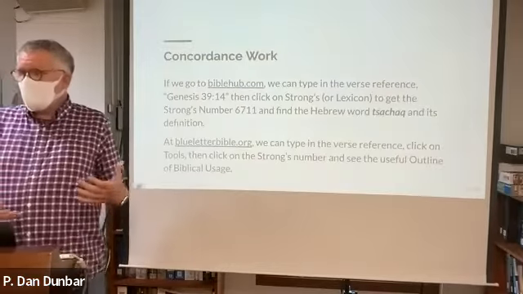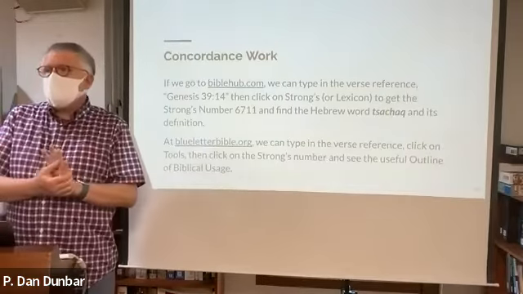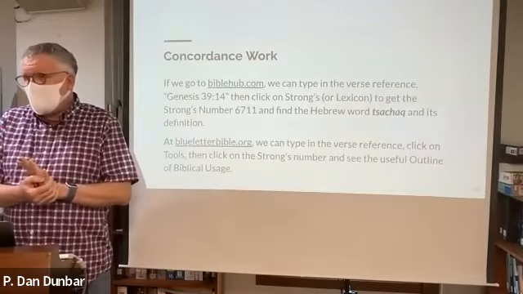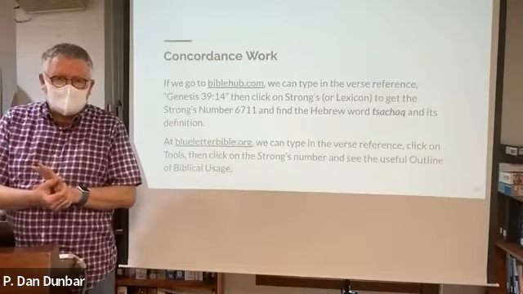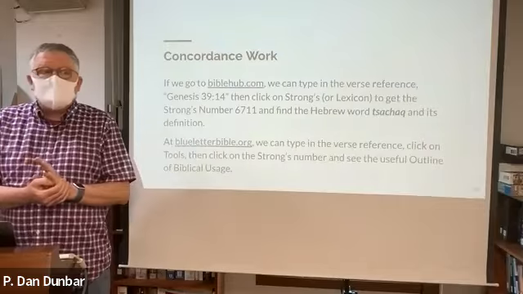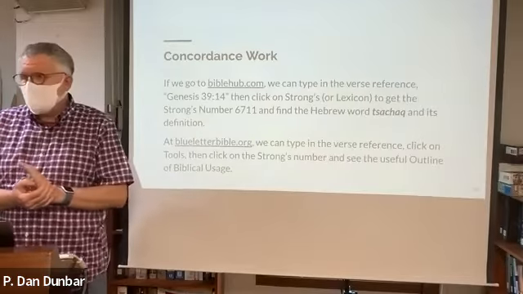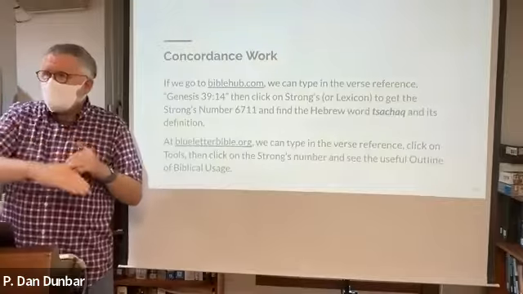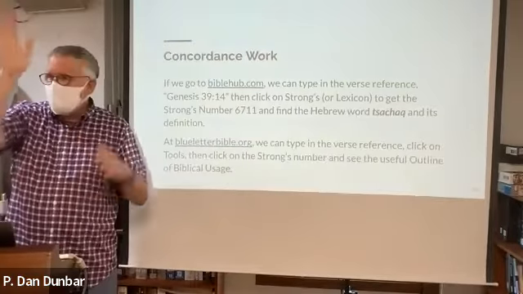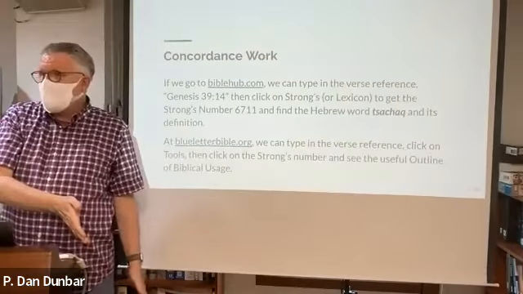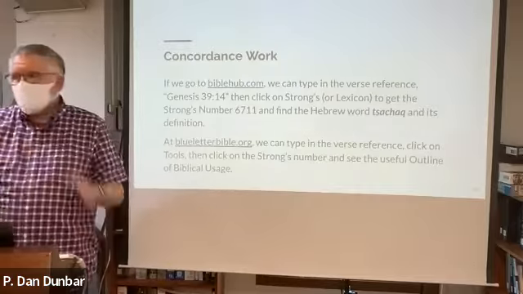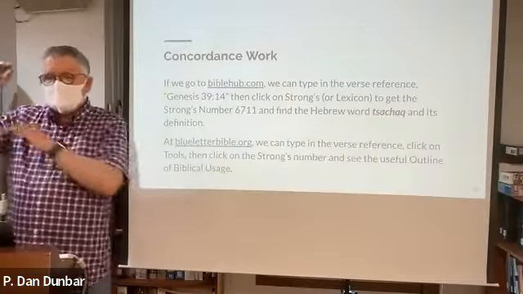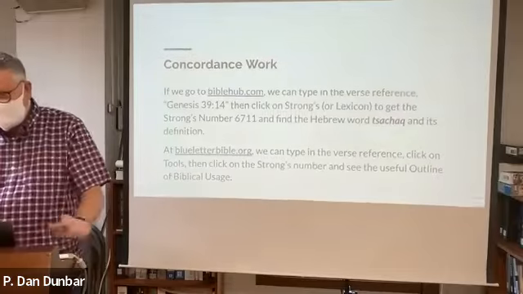So concordance work, you can do it very easily online. And I recommend Bible Hub and I recommend Blue Letter Bible. I really like Bible Hub a lot. There's lots and lots of resources there. And like you see, when you land on the page, you can see its translation in many, many different versions of the Bible all at once. You don't have to go looking through many, many books. That's all there on the page for you. It will show you the word in context.